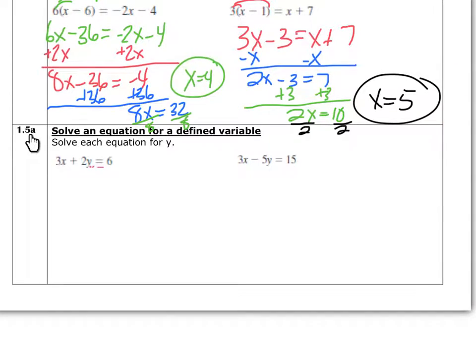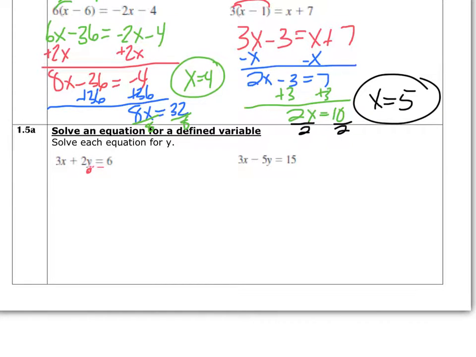Learning Objective 1.5a wants us to solve an equation for a defined variable. They want us to solve each equation here for the letter y. So what I'm going to do for this first one is to isolate the y and get that by itself. So to get y by itself right there, I have to get rid of the 2 and I have to get rid of the 3x. Again, I'm going to work my way toward the variable. Leave the 2 till last.